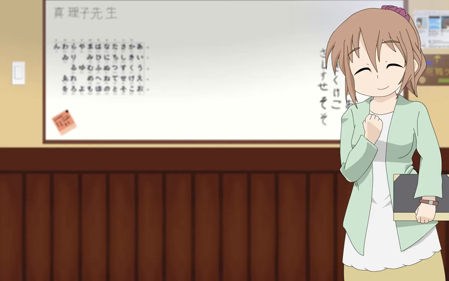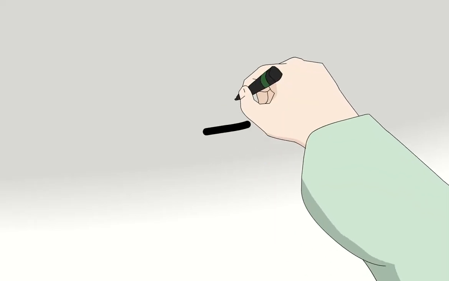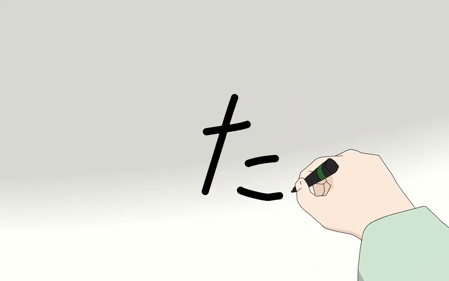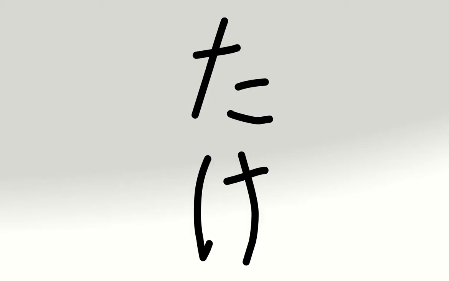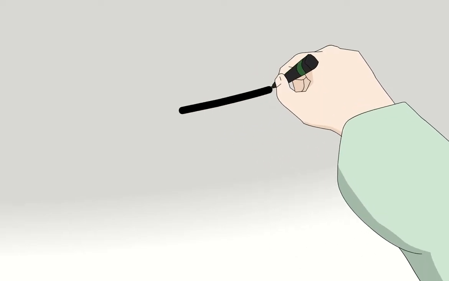Ganbatte kudasai! Let's begin. The first character of this part is ta. Note that this is a small version of ko. This character is not difficult to remember if you make a small modification, like this, ta. Example, take, bamboo.